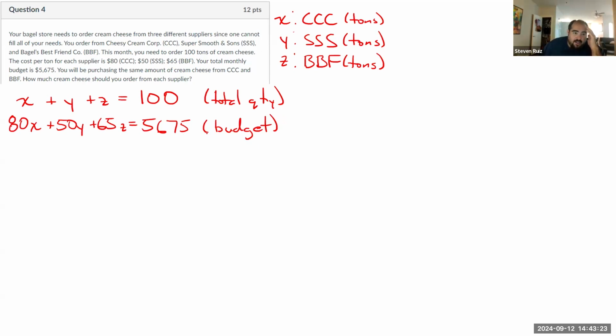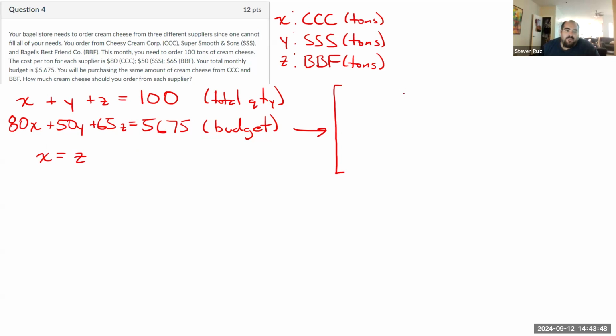And finally, I'm told you'll be purchasing the same amount of cream cheese from CCC and BBF. So what does that tell me? That tells me that X equals Z. So I have 3 equations. I have 3 unknowns. So it's a much different thing to solve a system of 2 equations by hand than a system of 3 equations.